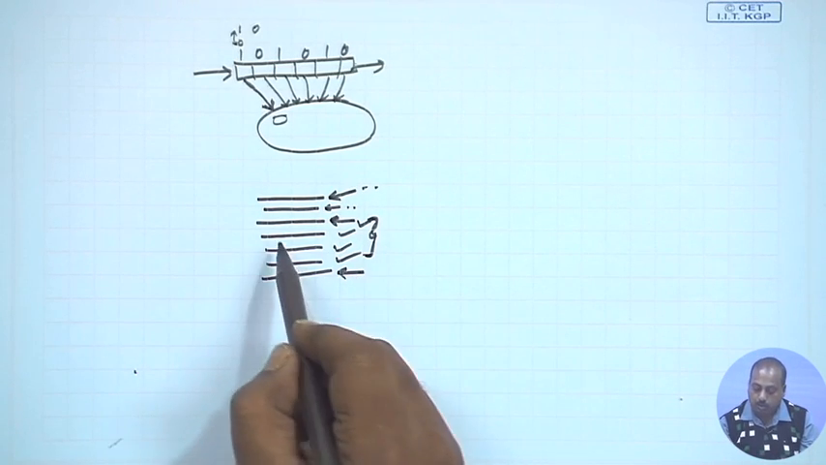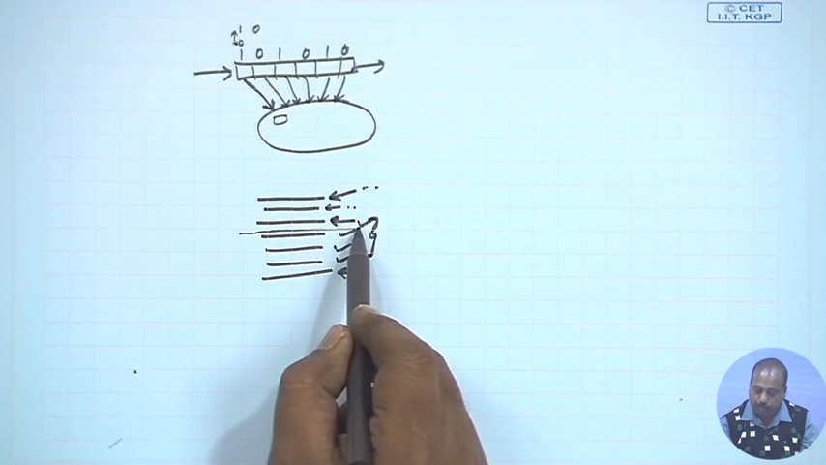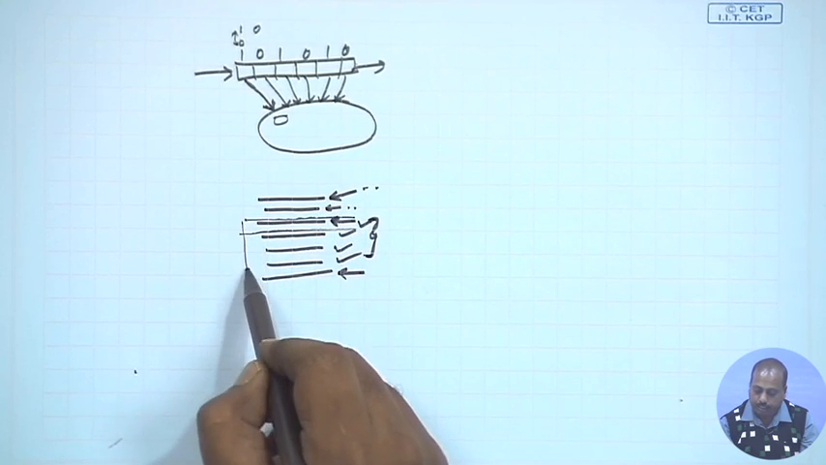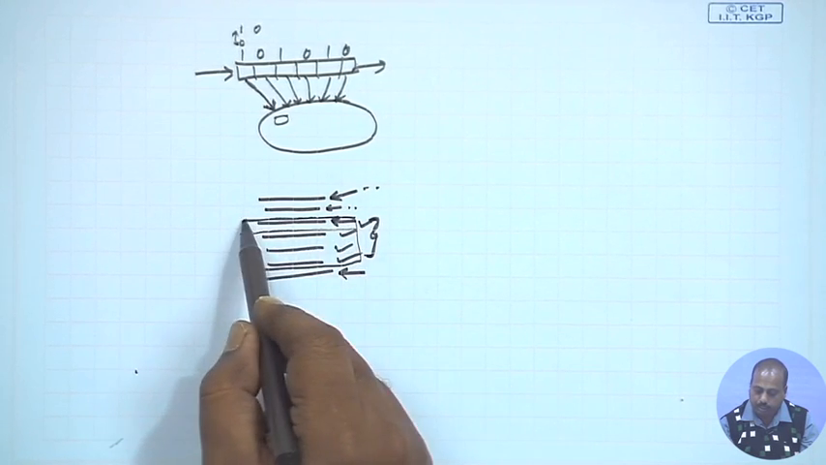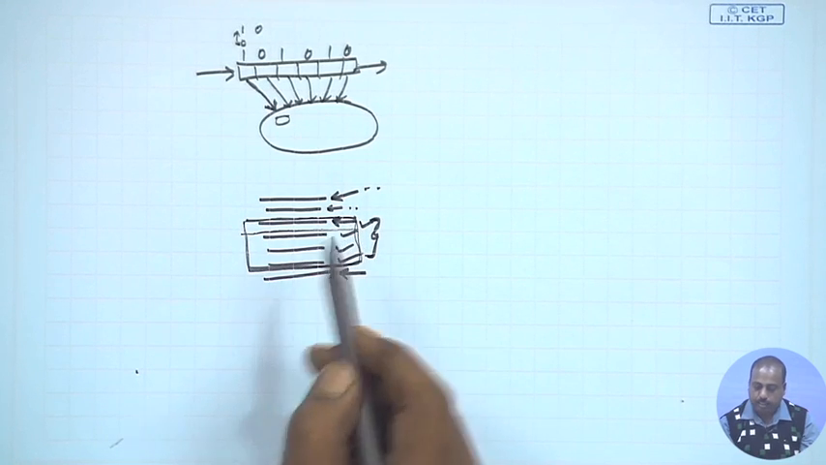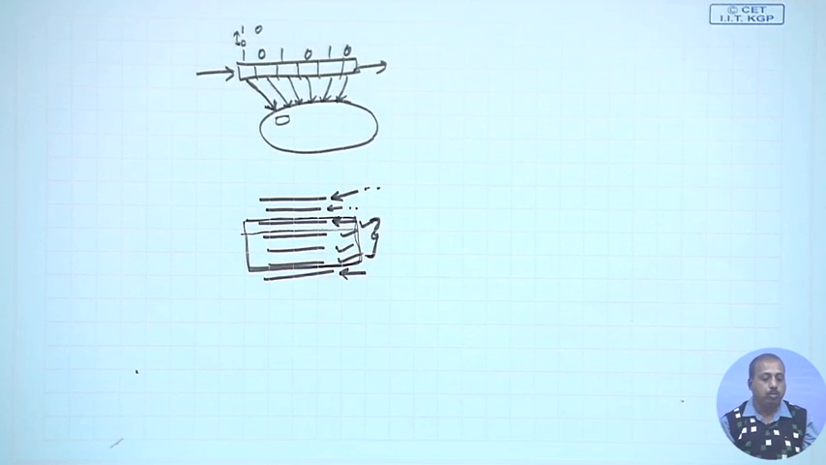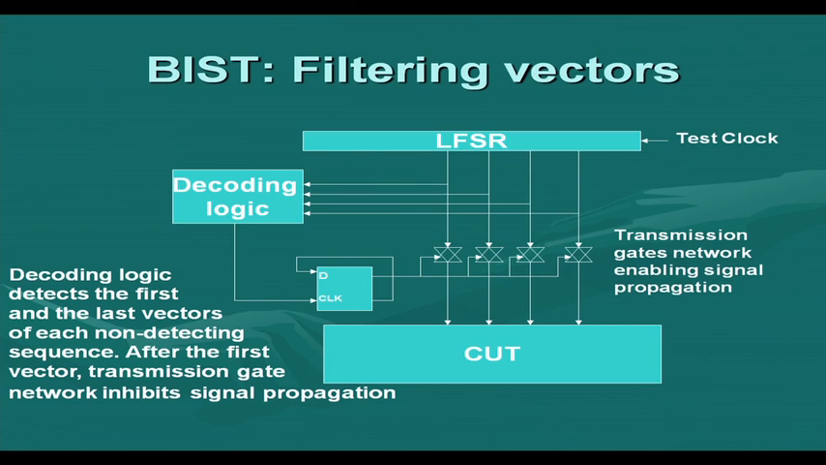Okay. So, somehow if I can stop these patterns from being applied to the circuit, then at least the circuit power consumption will go down. Though the LFSR will run and consume power, the circuit power consumption will go down. So, that is what is done here. This LFSR's output, instead of being fed directly to the circuit, is passed through a transmission gate network.